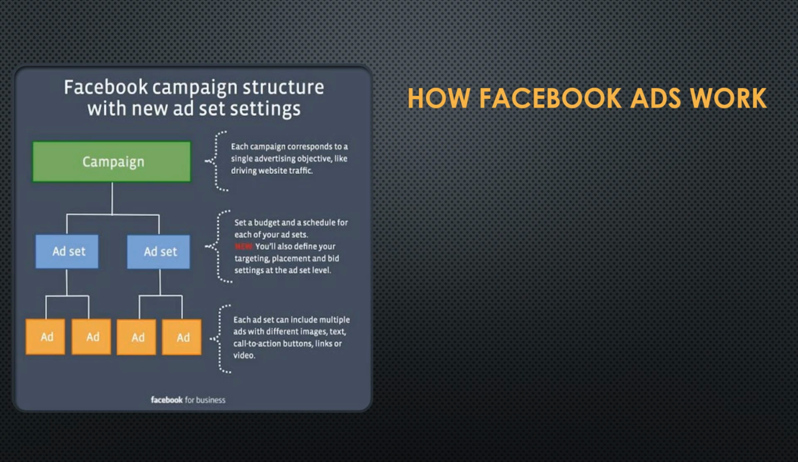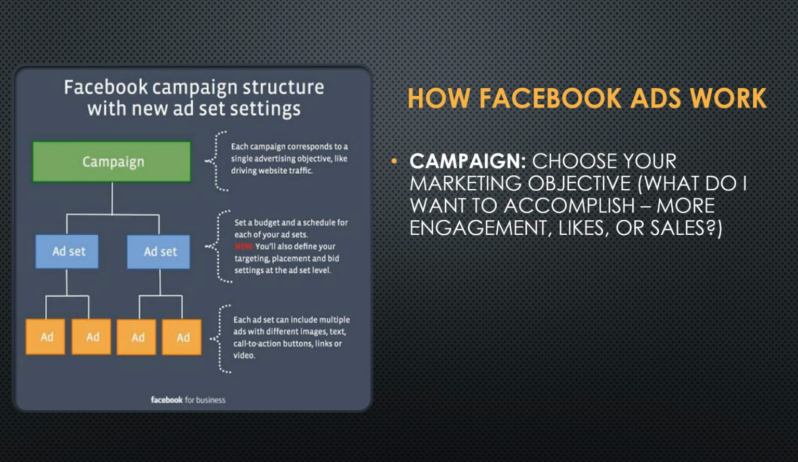So what you need to understand is, when you start with a Facebook ad, you always start with a campaign. This is where you're going to choose your marketing objective. So you want to be clear, what is your overall objective of the ad? Do you want to get more engagement? Do you want to get more likes? Or do you want to get more sales? Those are usually the three broad categories. When you're looking at engagement, that can also be for leads too.